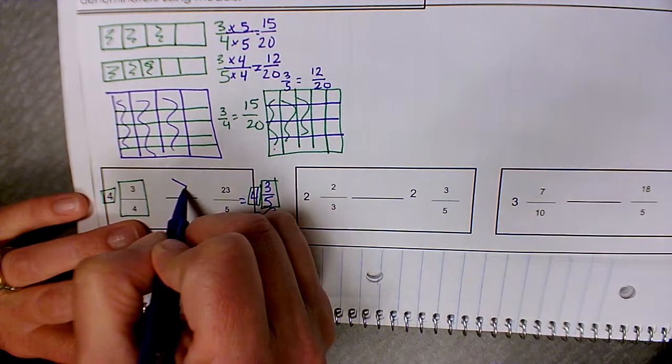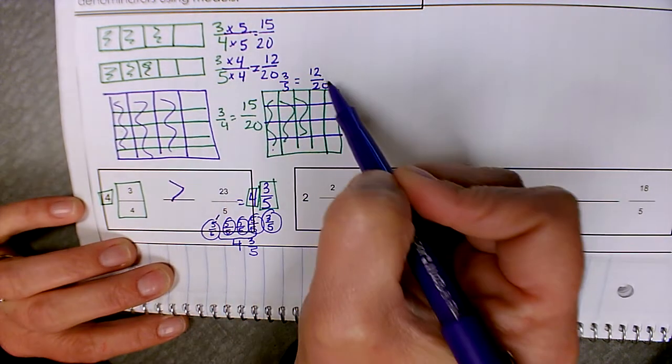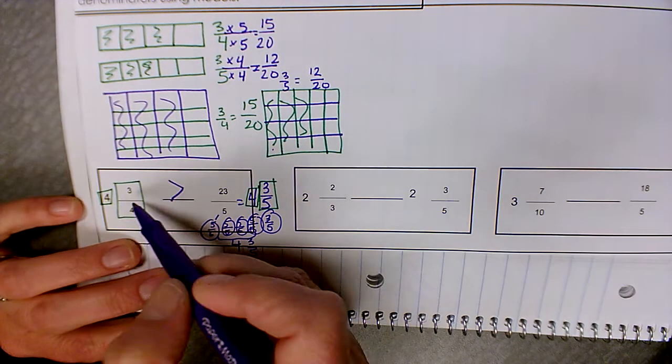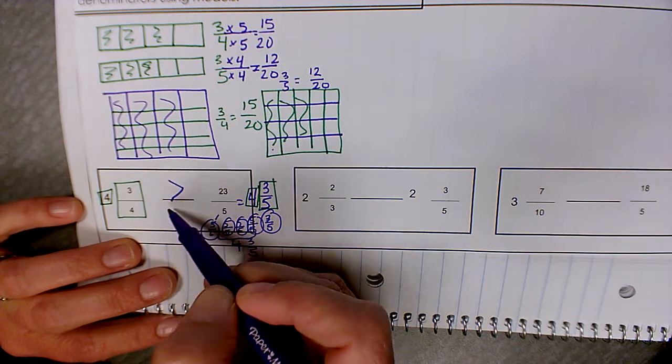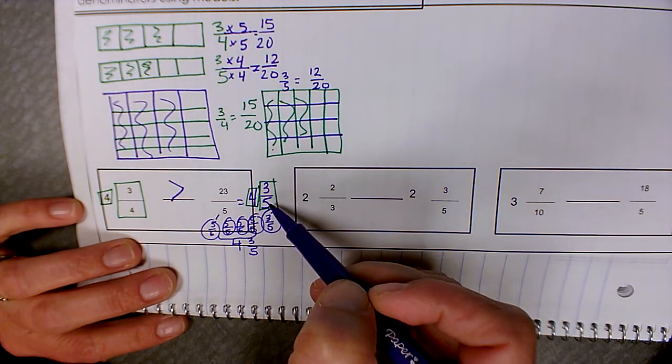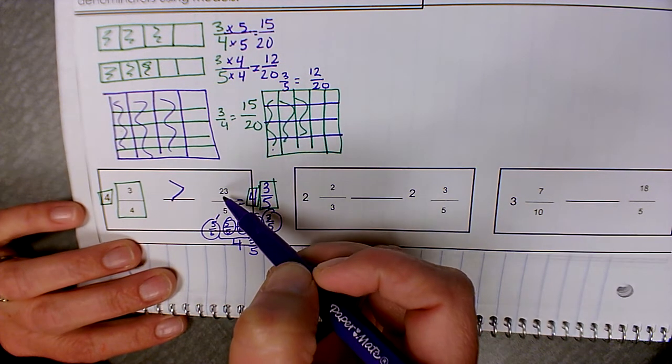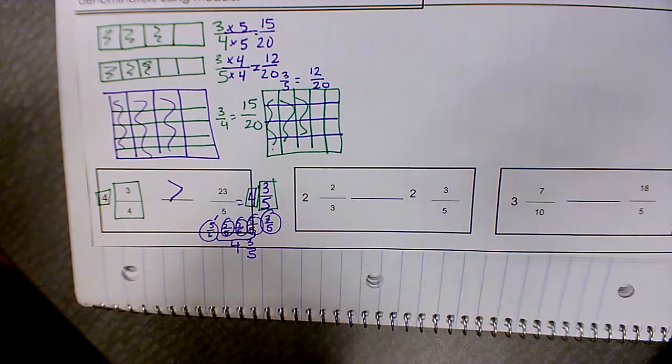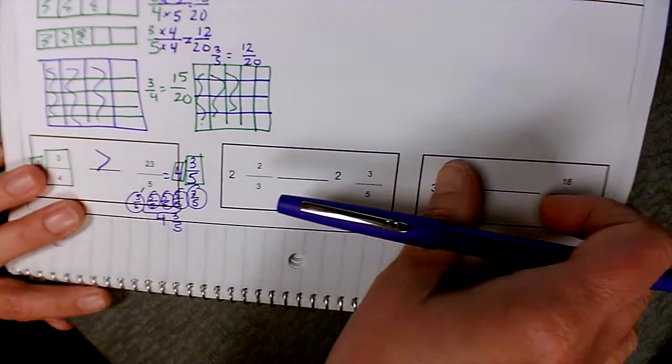If you said 15 20ths, you're right. So 15 20ths is greater than 12 20ths. So I know that 4 and 3/4 is greater than 4 and 3/5, or that original fraction of 23/5. Okay. We're going to keep going, 4th grade.